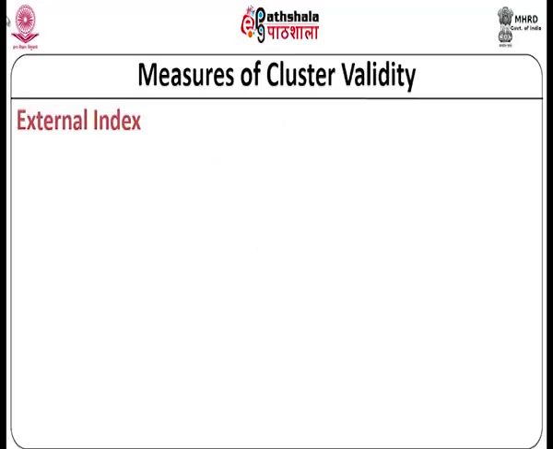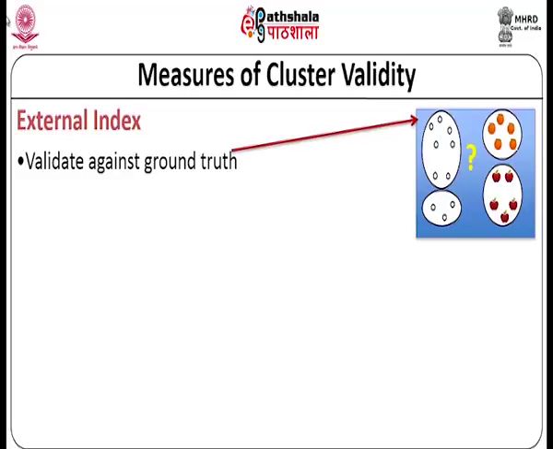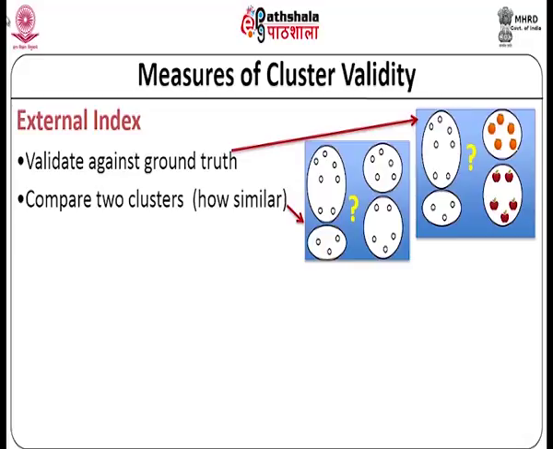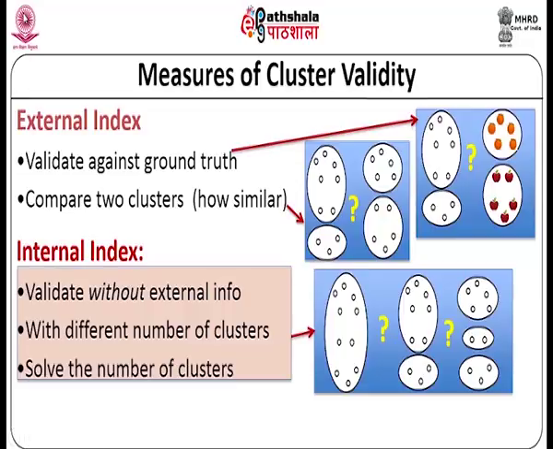Now, let us look at the measures of cluster validity. The first measure we will look at is the external measure, the external index. You validate against the ground truth, or you can compare how similar two clusterings are. So, those are the two things you can do with an external index. In the case of an internal index, you validate without external information. Just take a clustering and validate it. You can validate it with different numbers of clusters, or determine how many clusters there should be. All these three come under the internal index.